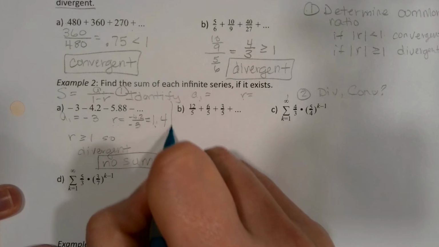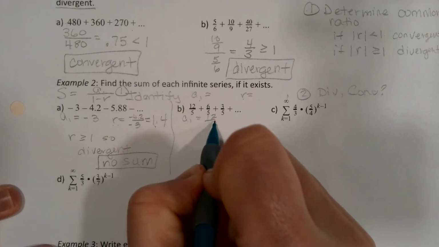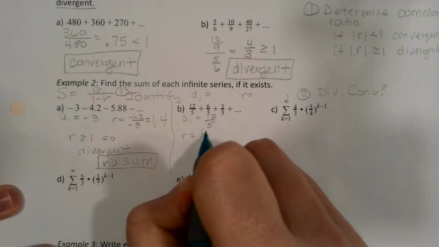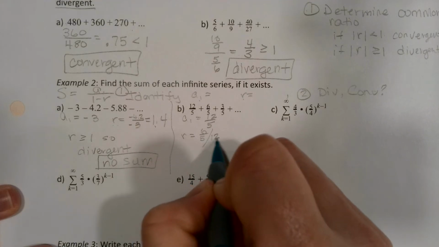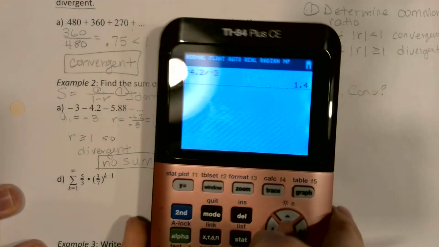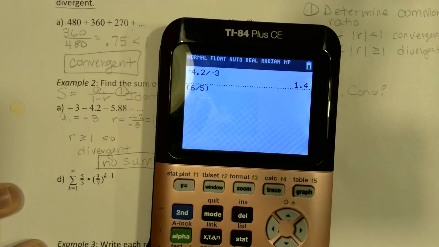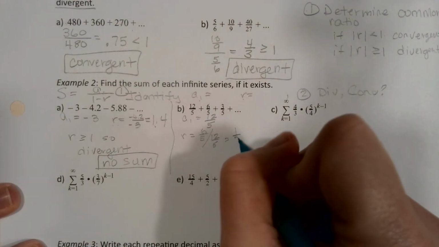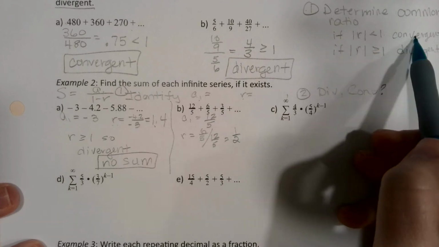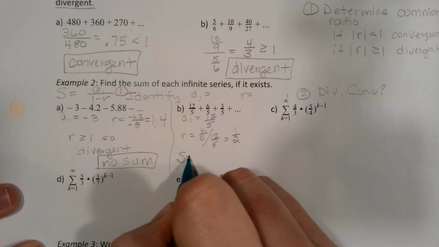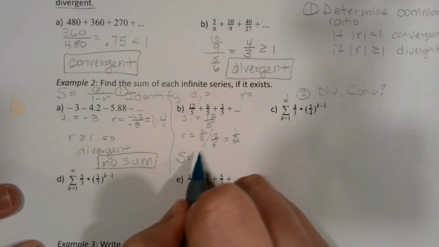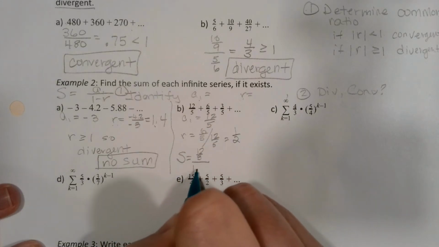So part B, a sub 1 equals 12 over 5. R equals 6/5 over 12/5. Okay, so 6/5 divided by 12/5 is going to be 1/2. So here, R is less than 1, it's convergent, so I do have to find my sum. So S will be, we said A sub 1, so that was 12/5 over 1 minus R.